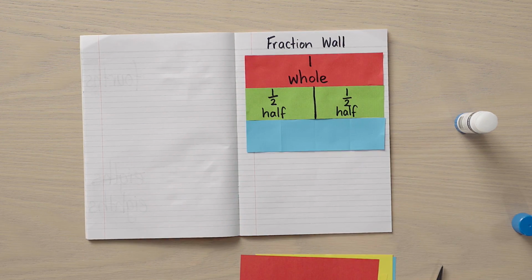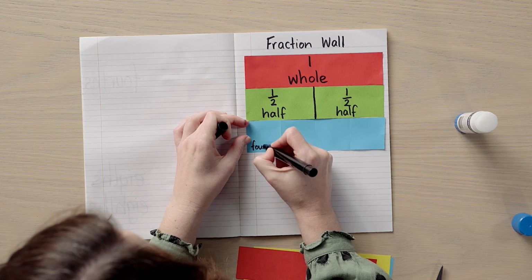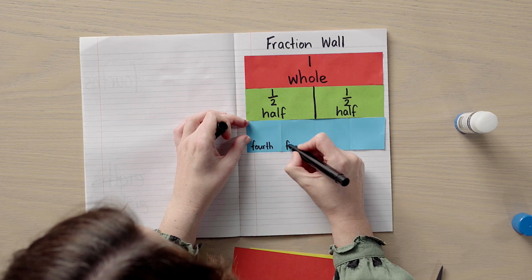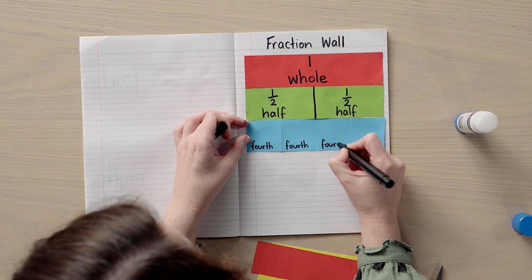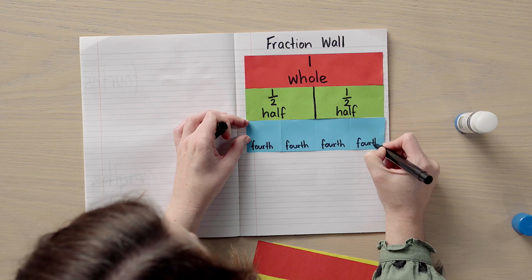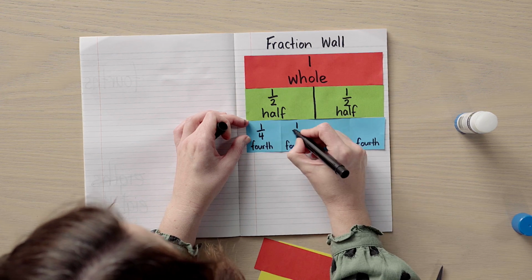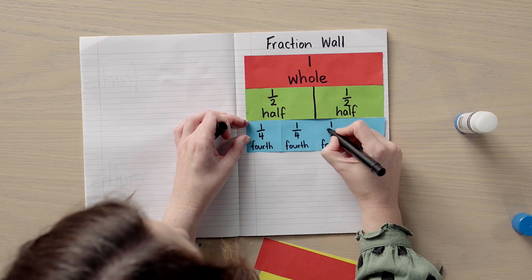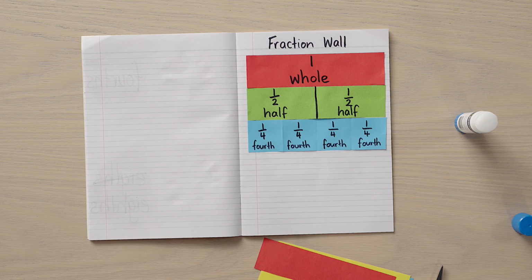Okay, so I'm going to have to write a little bit smaller here. So I might put a fourth, a fourth, a fourth, and a fourth. So 1 part of 4, 1 part of 4, 1 part of 4, and 1 part of 4.